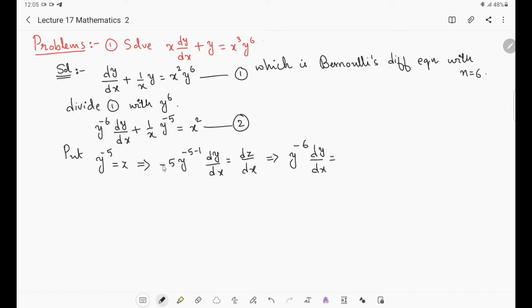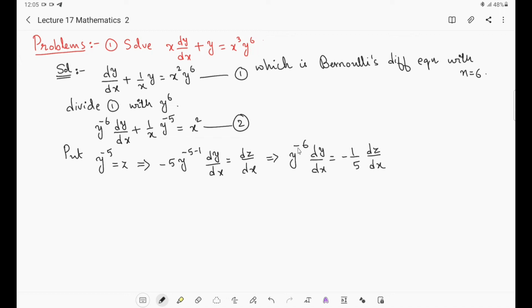This minus 5 will come here, right? So it will be minus 1 by 5 dz by dx. We will get minus 1 by 5 dz by dx. So now take this substitution in equation 2.